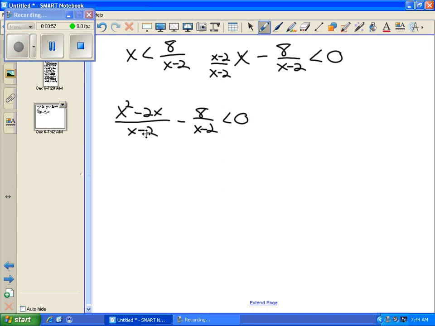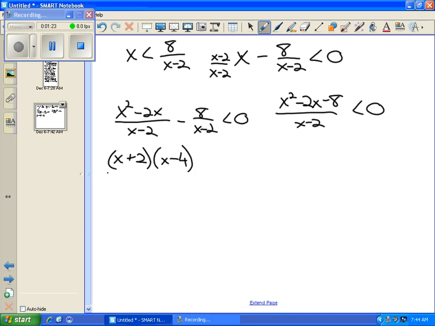I can put those together now because I have a common denominator. So when you do that, it'll be x squared minus 2x minus 8 all over x minus 2. That's less than 0. I can factor the numerator there, so I'm going to go ahead and do that. When I do that, I get x plus 2 times x minus 4. It's still all over x minus 2, less than 0.